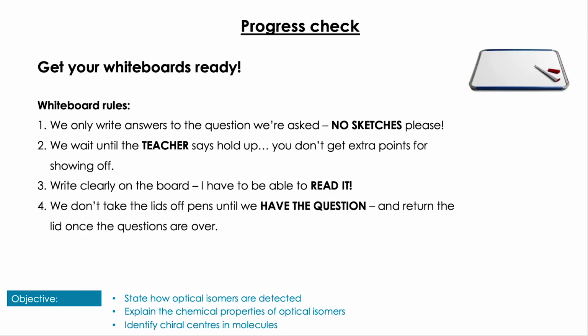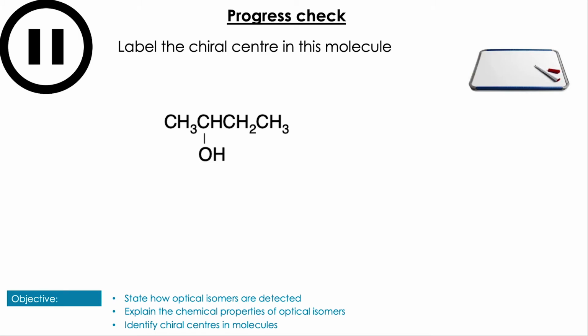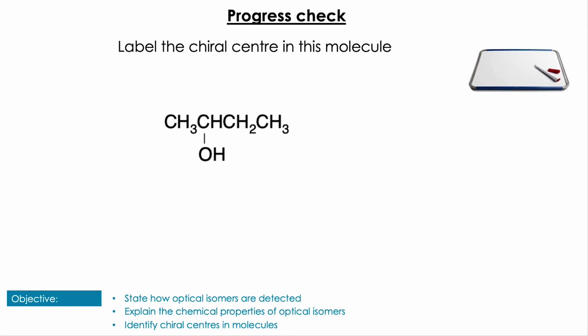Okay, let's finish up with some questions. First one, in this molecule, identify the chiral center. Pause the video, give yourself a moment for that. Pop them up. So, of course, find all the sp3 hybridized, discount CH2 and CH3 groups. That leaves us just this carbon here.